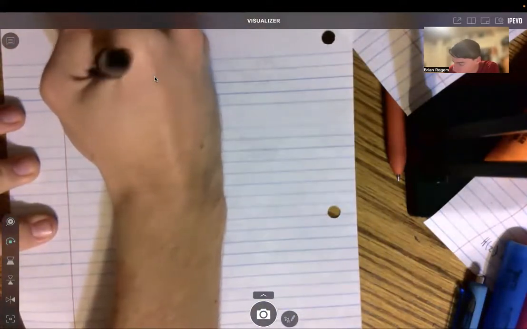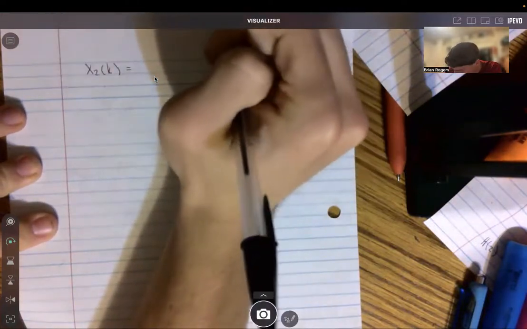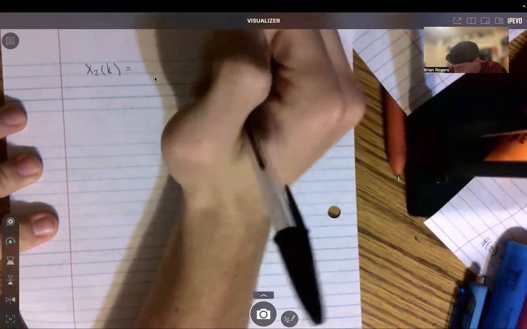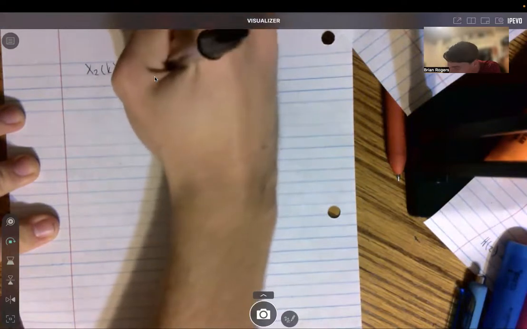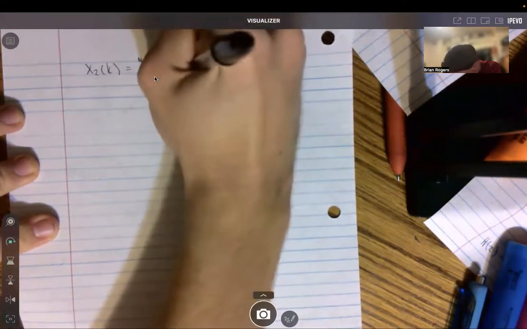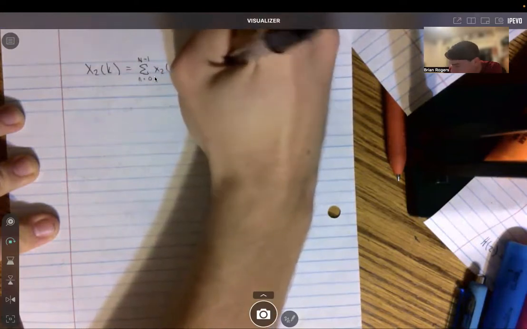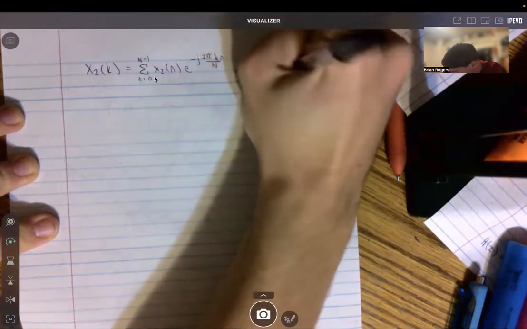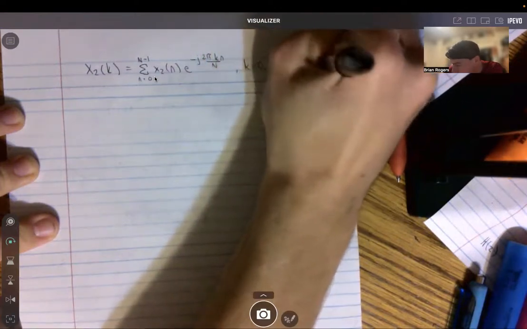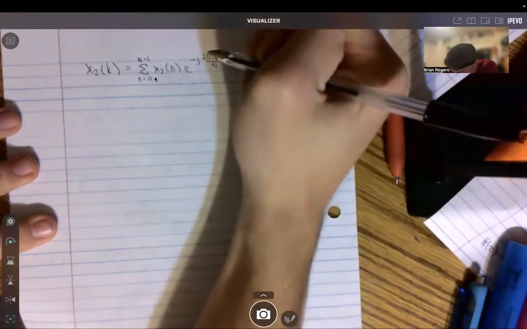The X2 of k. Now our X2 of k is going to be equal to, and this is the exact same technique we have, the summation from n equals 0 to N minus 1 of x2 of n, e to the negative j 2 pi k n all over capital N, for k equals 0, 1, 2, all the way up to N minus 1. Okay. And we wrote x2 of n in terms of complex exponentials. So that's what we had over here.